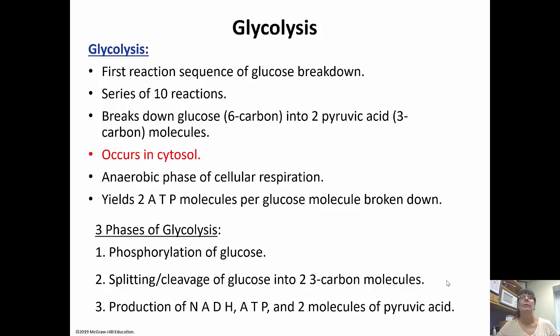So this would be the type of thing if you're going to sprint. You're going to sprint for 100 yards. You need a lot of energy quick. You don't really breathe when you're sprinting short distances, so you're not really getting that oxygen in. So glycolysis is good for that kind of situation.